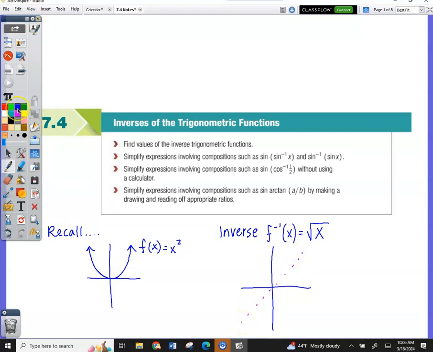You reflect it over the line y equals x, and then you end up with what's called its inverse graph. Now, this is the inverse graph of x squared. It is called square root of x. Now, what's the problem though?